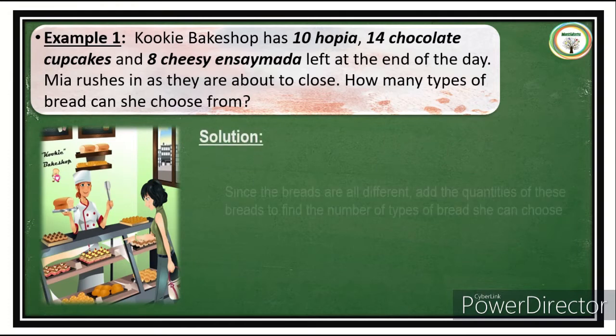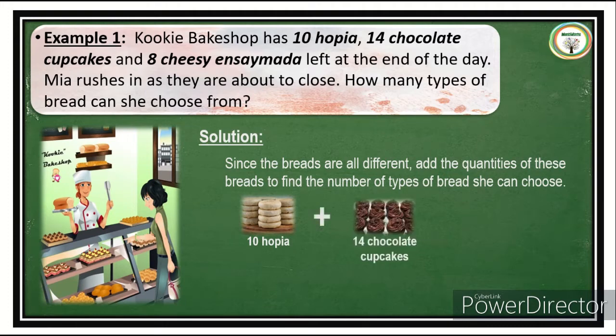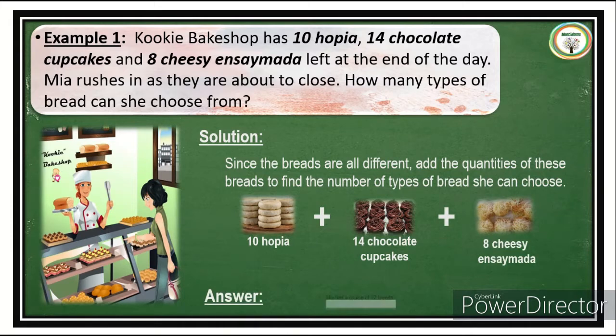For our solution, so yun nga, since the breads are all different, add the quantities of these breads to find the number of types of bread she can choose. So we're going to add 10 hopia plus 14 chocolate cupcakes plus 8 cheesy ensaymada. So for our answer, we have 32 breads. So Mia has a choice of 32 breads.